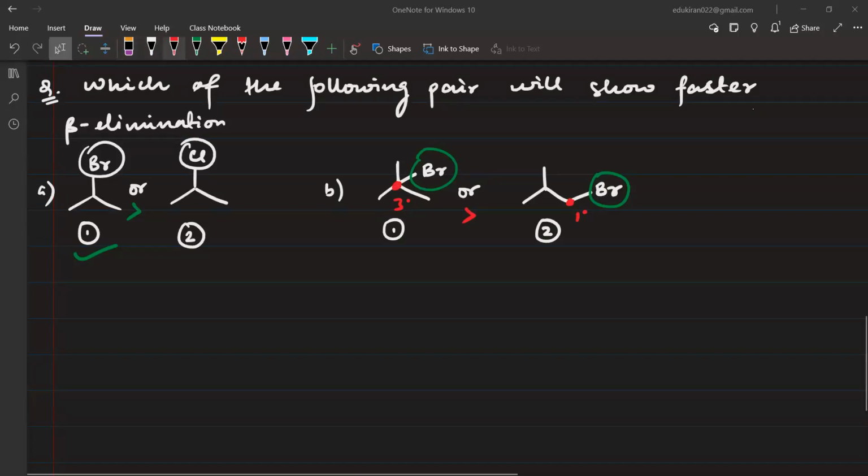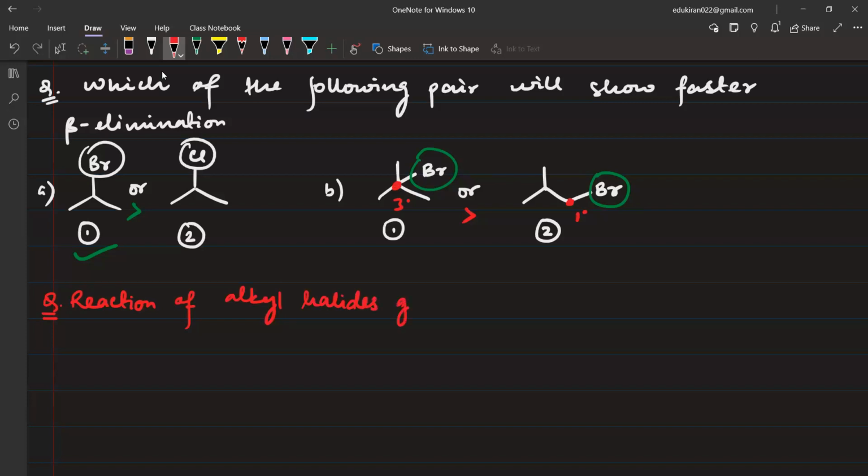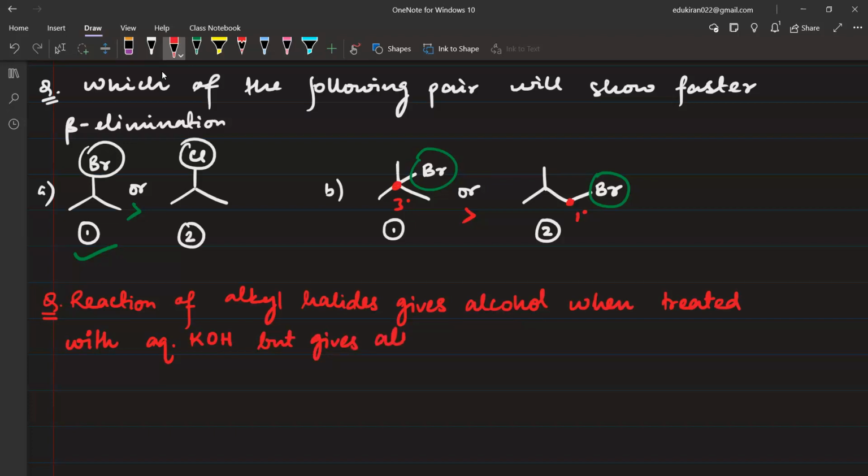Okay. Now write a question. This is an important question. Reaction of alkyl halide gives alcohol when treated with aqueous KOH, but gives alkene on treatment with alcoholic KOH. Explain.